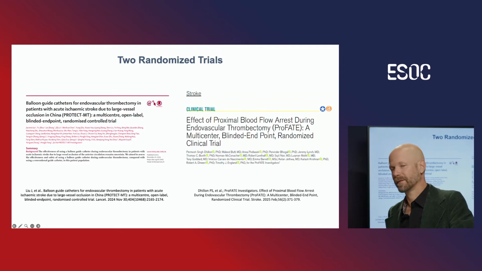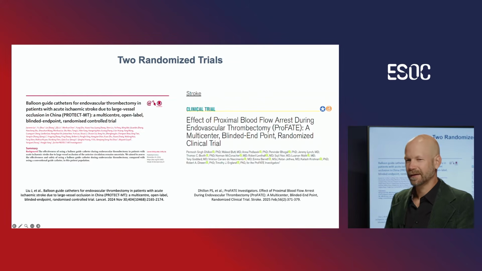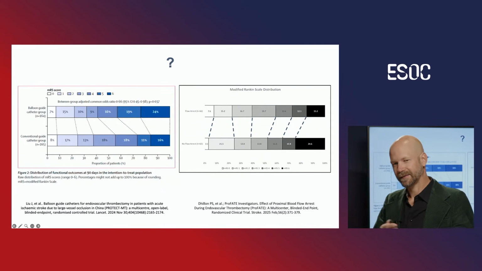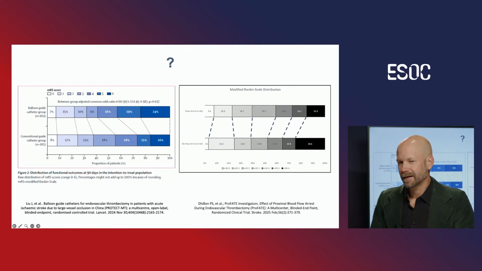And after these retrospective studies, we now have 2 randomized trials, one from China and one from the UK. The interesting thing is that these 2 trials show a completely different picture. On the left side you see the outcome data from the Chinese study, and on the right side from the UK study. Especially in the mRS variables from 3 to 6, you see the difference is completely the opposite in these 2 trials.